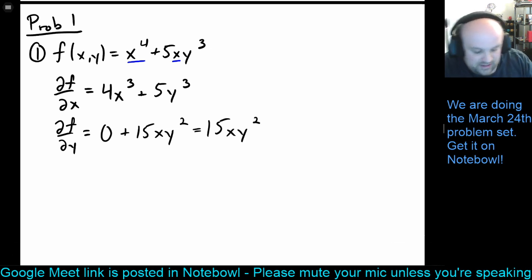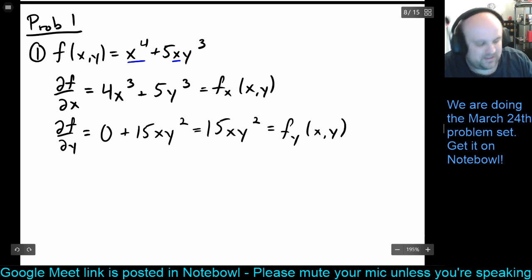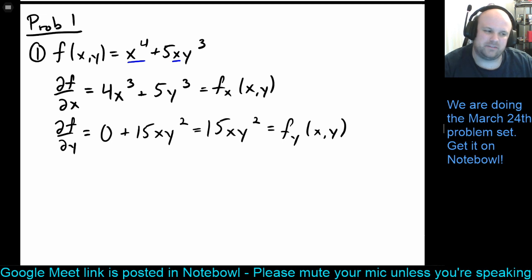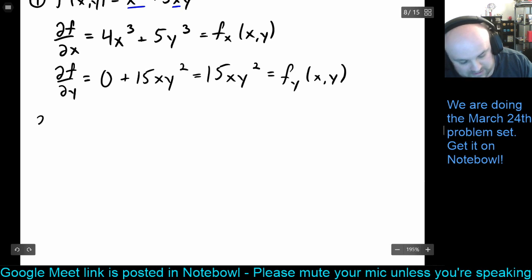Right? And we could call this fx. We could call this one fy. We could add on the x and y if you want. Any of these notations are fine, really. It's up to you. So that was the first one. Let's look at the next one.